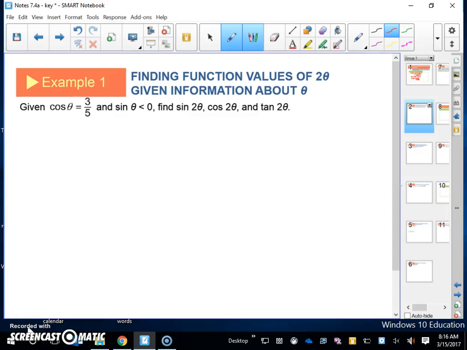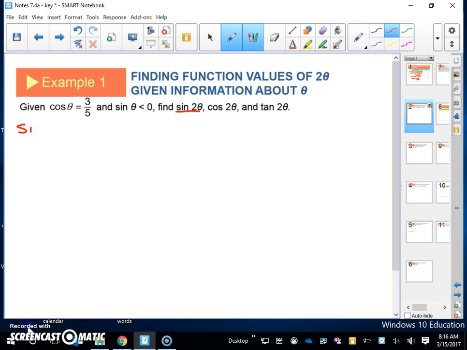Example 1, you're going to have a lot of different examples that look kind of like this. It says, given cosine theta equals 3/5 and sine theta is less than 0, find sine 2 theta, cosine 2 theta, and tangent 2 theta. So we've got 3 different things to do. Let's do sine 2 theta first.